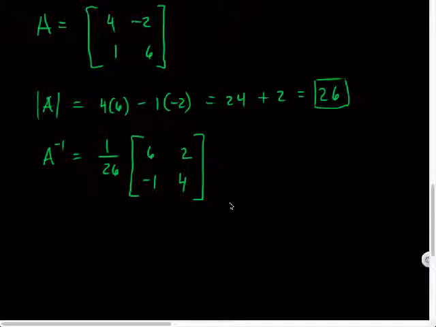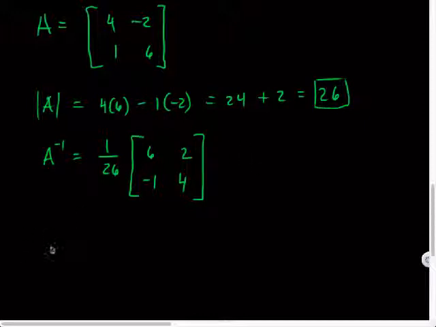Now I could distribute that if I want, but I don't want to do that. Why don't I want to do that? Because I'm going to want to multiply A inverse times B in a second, and I don't want to deal with all these fractions. So I'm going to leave this 1/26 to the very end, I hope. It's my goal. All right, so that's A inverse. I've got that done. Good.